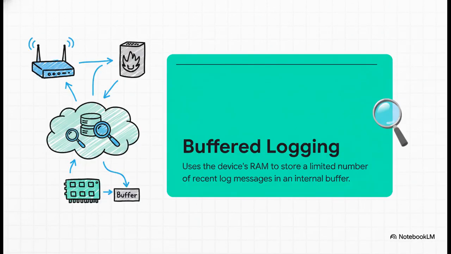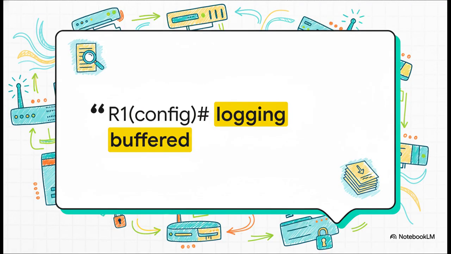So a step up from that is buffered logging. This is way more useful. Think of it like the device's short-term memory. It keeps a running list of the most recent log messages right there in its RAM. You can check it remotely, which is great for troubleshooting. But just like our own short-term memory, it's limited. Once that buffer's full, the oldest messages get pushed out to make way for the new ones. Poof, they're gone forever.